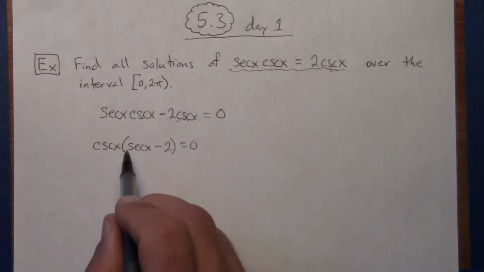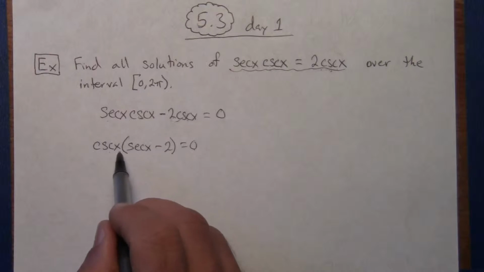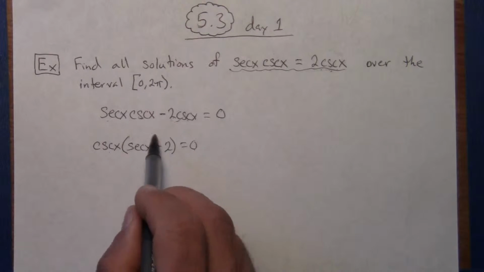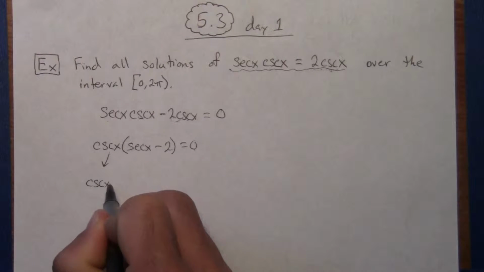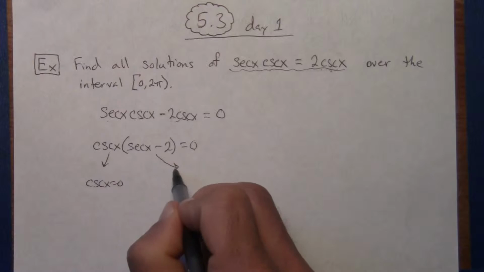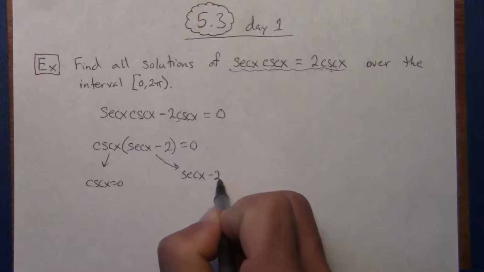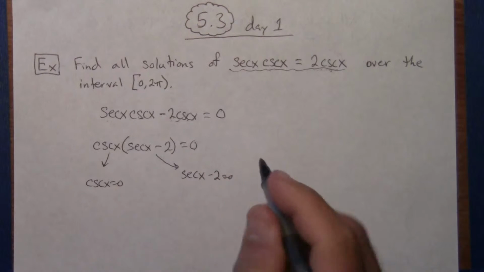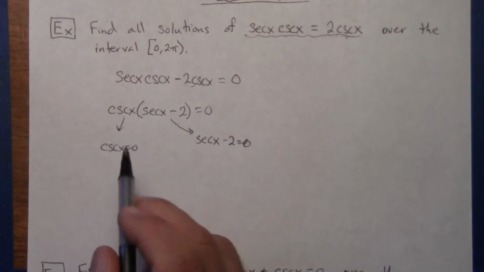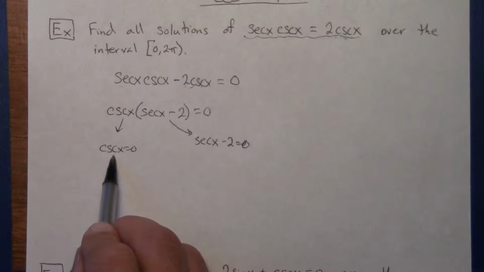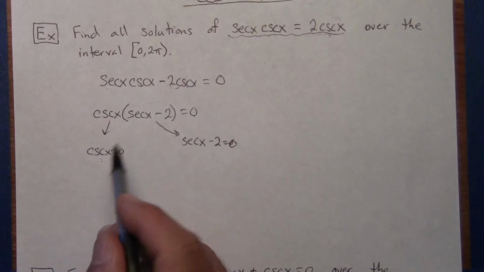A lot of times you don't want to have 2 separate trig functions in an equation. For this one it's okay because when I factored it, each of them is in its own factor. So now I set cosecant x equal to 0, and secant x minus 2 equal to 0 separately. I don't have to worry about having 2 trig functions in the same equation because a lot of times that's not a good idea. Alright, just like before, anytime you're working with sine, cosine, tangent, any of the trig functions, you prefer to work with the sine, cosine, tangent.